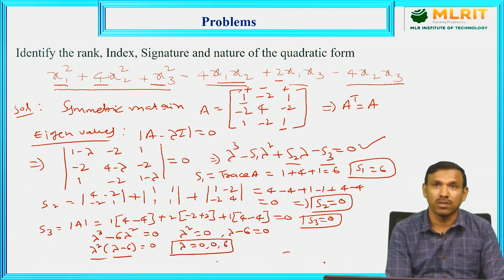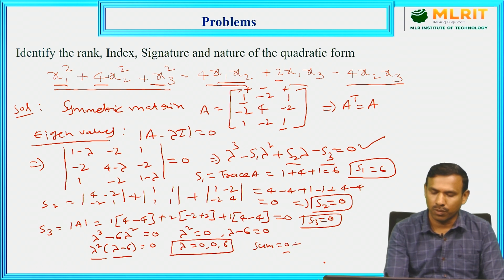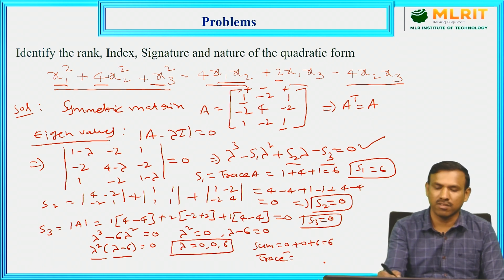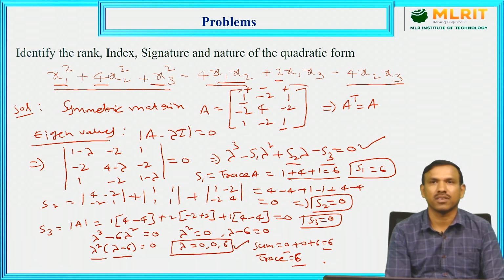If we doubt whether the eigenvalues are correct or not, we can check. We have a property: the sum of the eigenvalues is equal to the trace of the matrix. The sum of the eigenvalues, 0 plus 0 plus 6, is equal to 6. The trace, which we already wrote as S1, is 1 plus 4 plus 1, that is 6. Both are equal, which means our determined eigenvalues are correct. This is the one case.